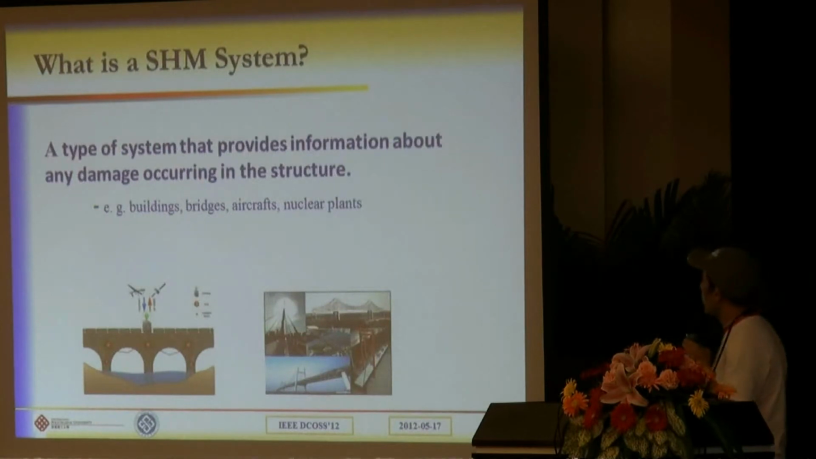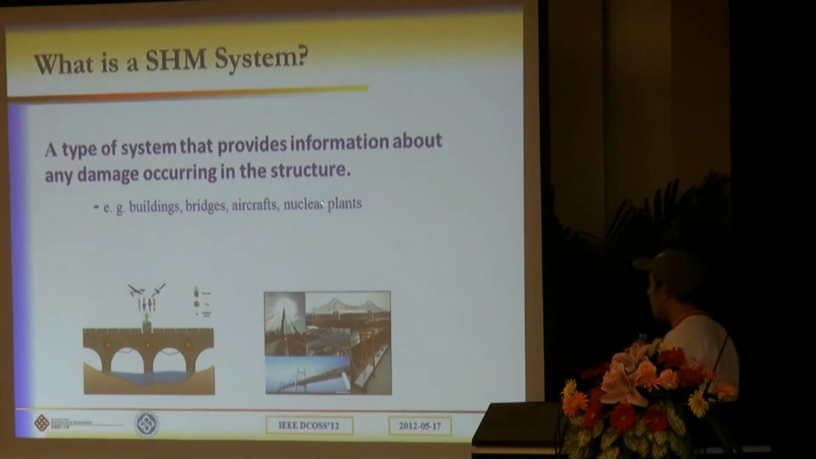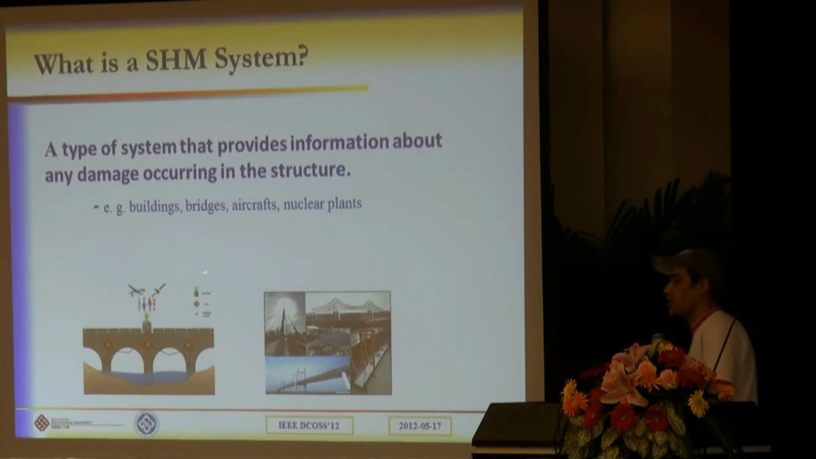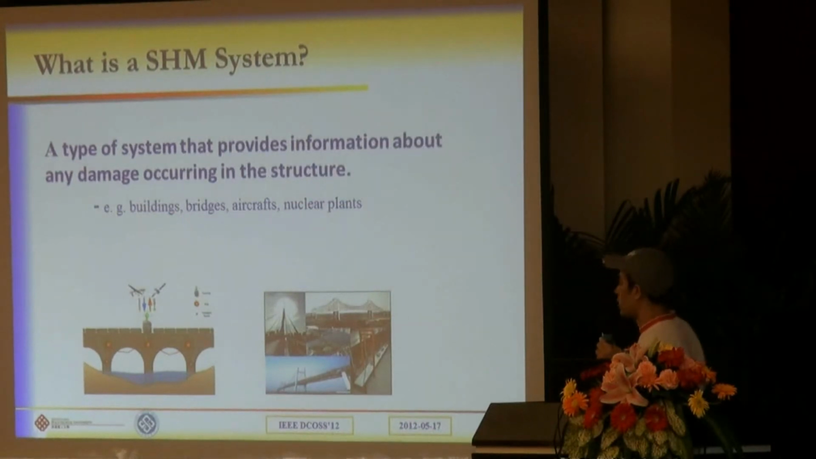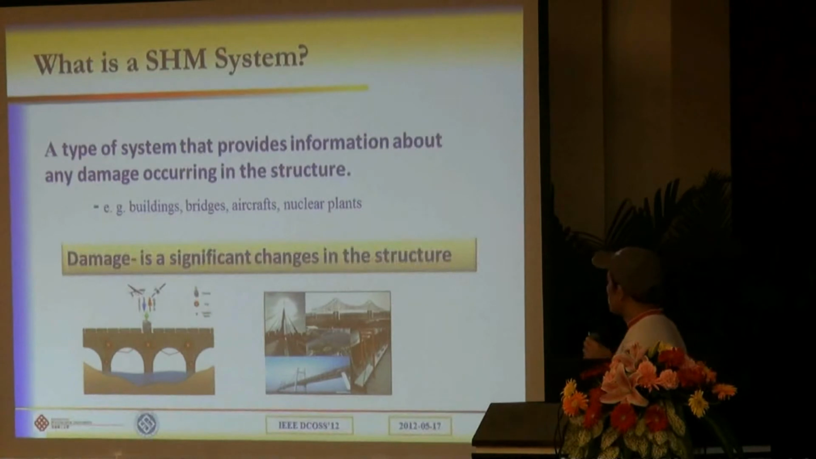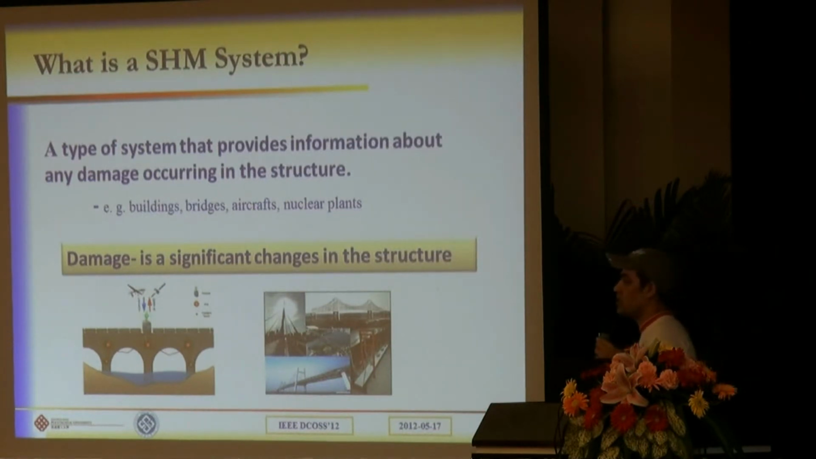So first of all, we need to know what is SHM. It's a type of system that provides information about any damage occurring in a structure. That can be buildings, bridges, aircraft, nuclear plants, and any kind of civil infrastructure, structural engineering infrastructure, also mechanical engineering, some other infrastructure can also be included here. So the interest is we need to know in advance some information that is damaged, that is, a significant change in the structure. Some changes we can provide some information about in advance before it really occurs.